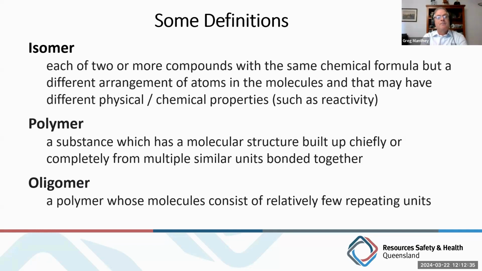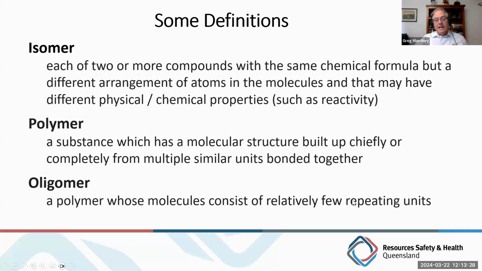So an isomer is two or more compounds that have the same chemical formula, but a different atomic structure in the molecule. And that causes potentially different physical and chemical properties. A polymer is a substance that is made up of repeating similar units. One that you'd be familiar with is polystyrene, a commonly recognized polymer. And oligomer is a term for a short chain polymer. So repeating units, but relatively few, generally between 3 to 10 repeating units is an oligomer, but it's just a short chain polymer.